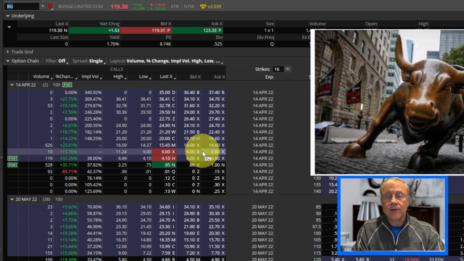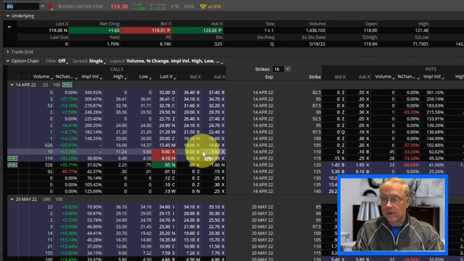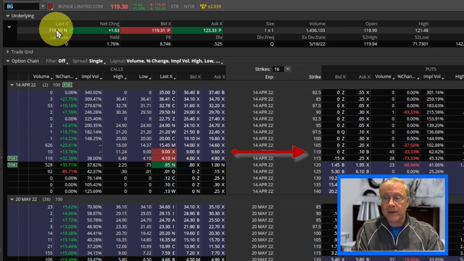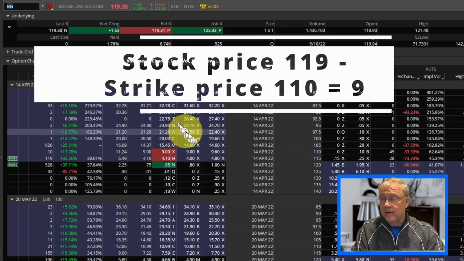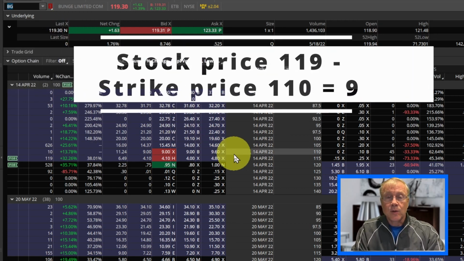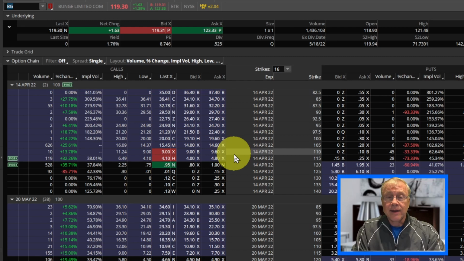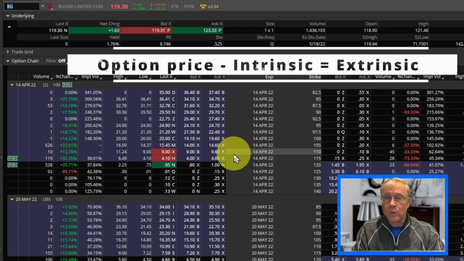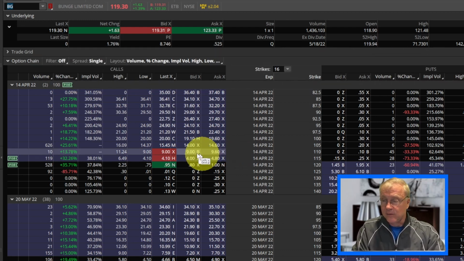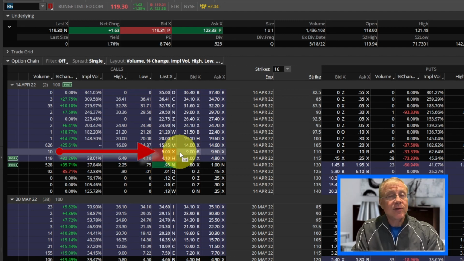So how do I calculate the extrinsic value of a call? The simple way is to look at the strike of 110 and subtract it from the stock price of 119. So the difference is $9. So if this is trading for more than 9, that value will be the extrinsic. So if we look here, it's last traded at 9, it's bid at 9. So it looks like there's no extrinsic.